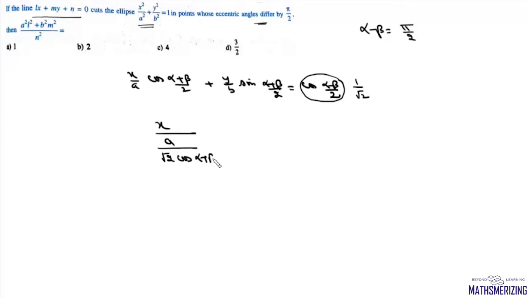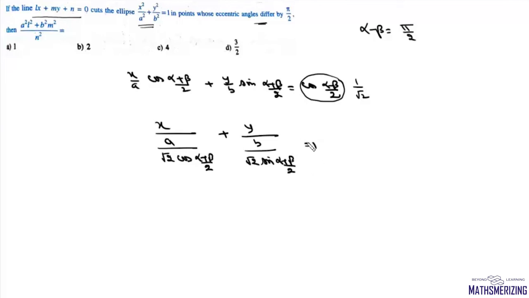Now in the question it says eccentric angles differ by pi by 2. So that means alpha minus beta is equal to pi by 2. So here it will be cos pi by 4, and cos pi by 4 is simply 1 by root 2. So we can write this as x upon a upon root 2 cos alpha plus beta upon 2 plus y upon b upon root 2 sin alpha plus beta upon 2, and it is equal to 1.